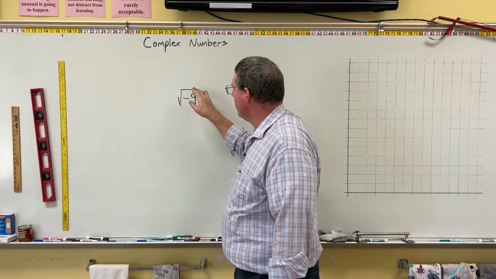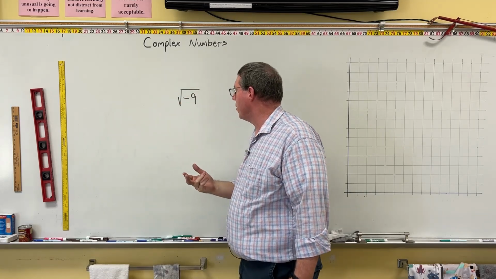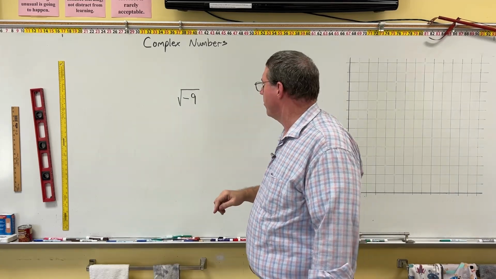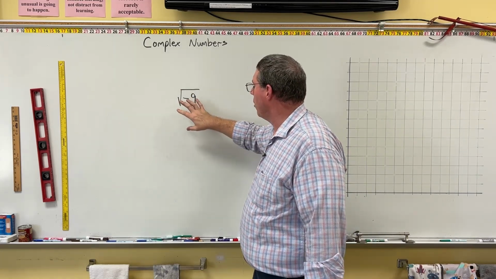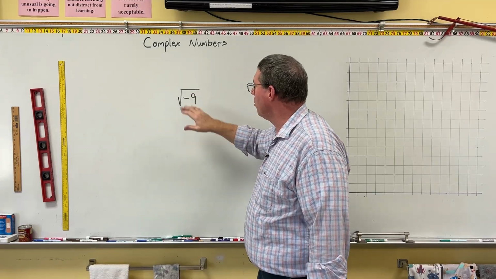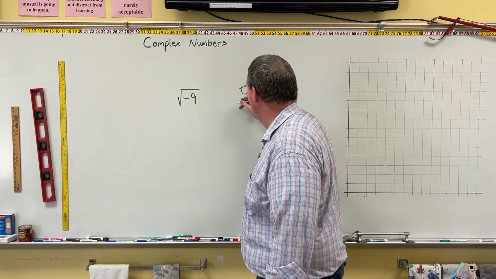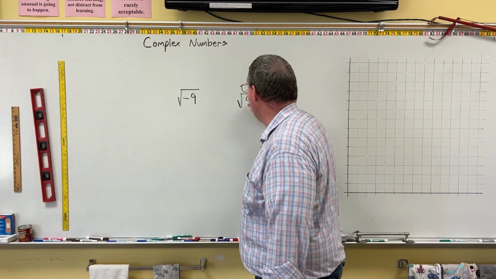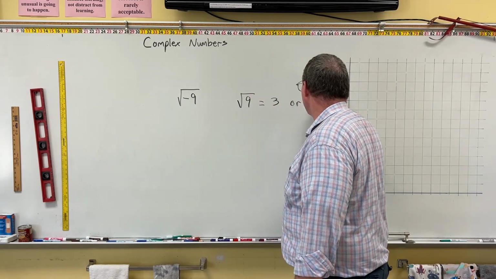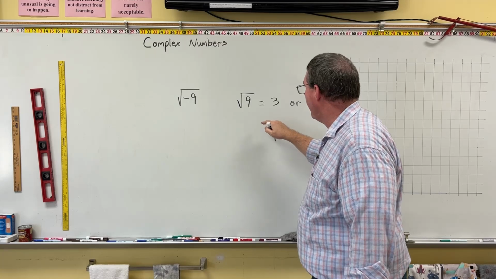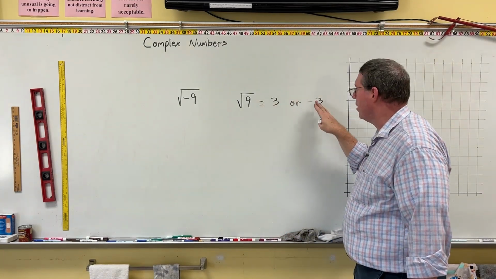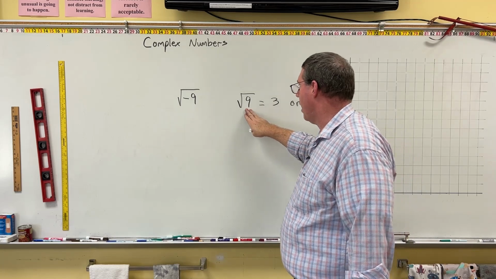We cannot take the square root of a negative number because the square root implies that we're looking for a number that when multiplied by itself will equal the number underneath. So we know that the square root of 9 can be either 3 or negative 3. Okay, so we know that 3 times 3 is equal to 9, and negative 3 times negative 3 equals 9.